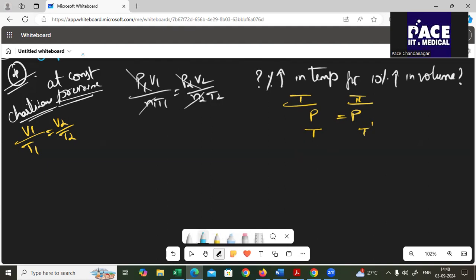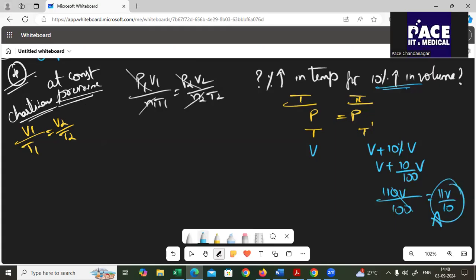And percentage increase in the volume. Original volume is V. Now there is a 10% increase in the volume, that is V plus 10% of V, which is V plus 10 by 100 of V, which is 110 V by 100, which is 11 V by 10. This is my V2. So this is my V1, V2. So now V1 by T1 equals V2 by T2. Let us apply that. V1 is V, T1 is T, is equal to V2.